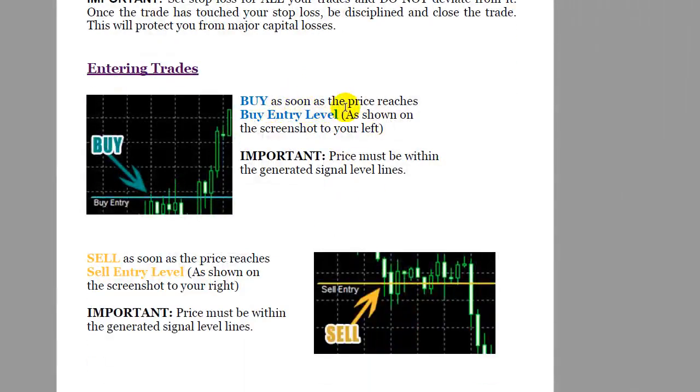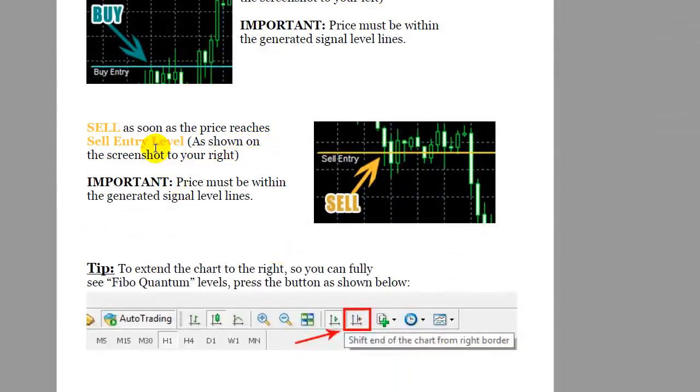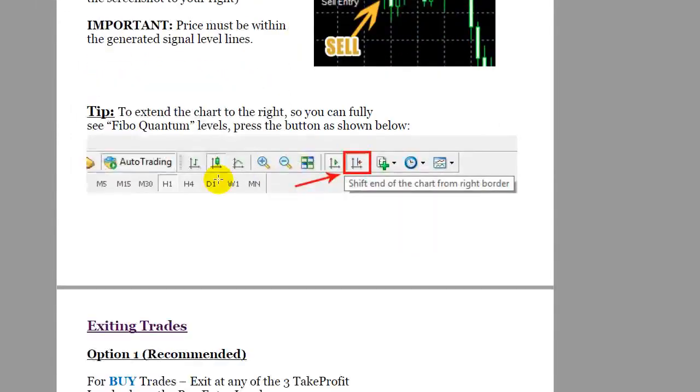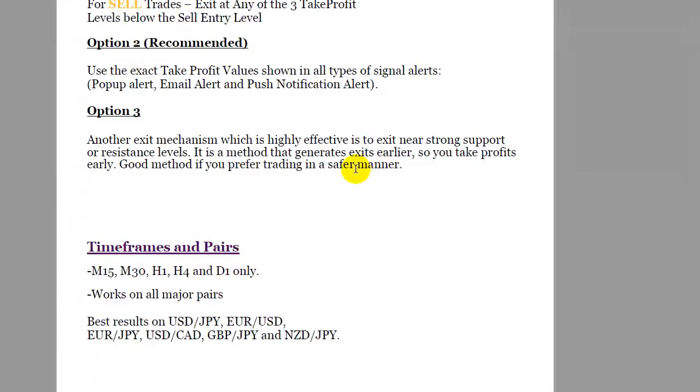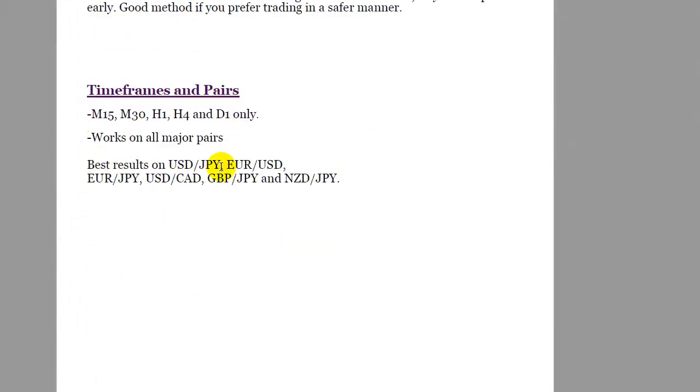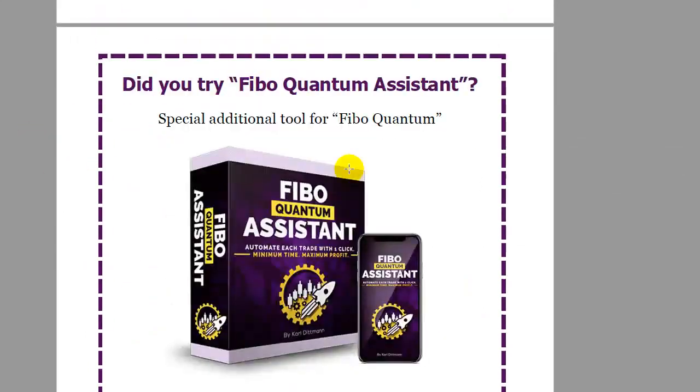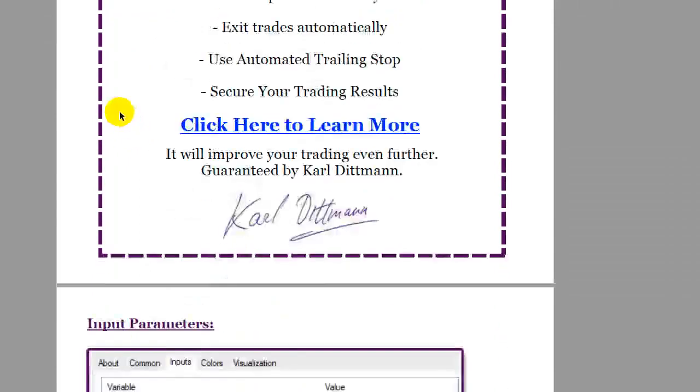Entering trades, buy as soon as the price reaches the buy entry level, which is right here. Sell as soon as the price reaches the sell entry level, as you can see right there. And you see it's coming down, and this is coming up into it. Exiting trades, you've got take profit targets. Perfect, like those. And time frames, and what pairs to use. And this is an upgrade you can get, the Fibo Quantum Assistant.